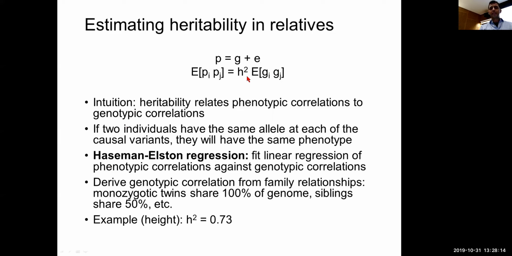So this is simply known as the Haseman-Elston regression. Basically, you just fit a linear regression of phenotypic correlations against genotypic correlations. And that regression simply gives you heritability. So the ratio between the two gives you heritability. This was initially developed for identity by descent. In other words, related individuals would have 50% or a quarter or an eighth of their genome based on how distant the cousins are, and then looking at the phenotypic relationship between them.